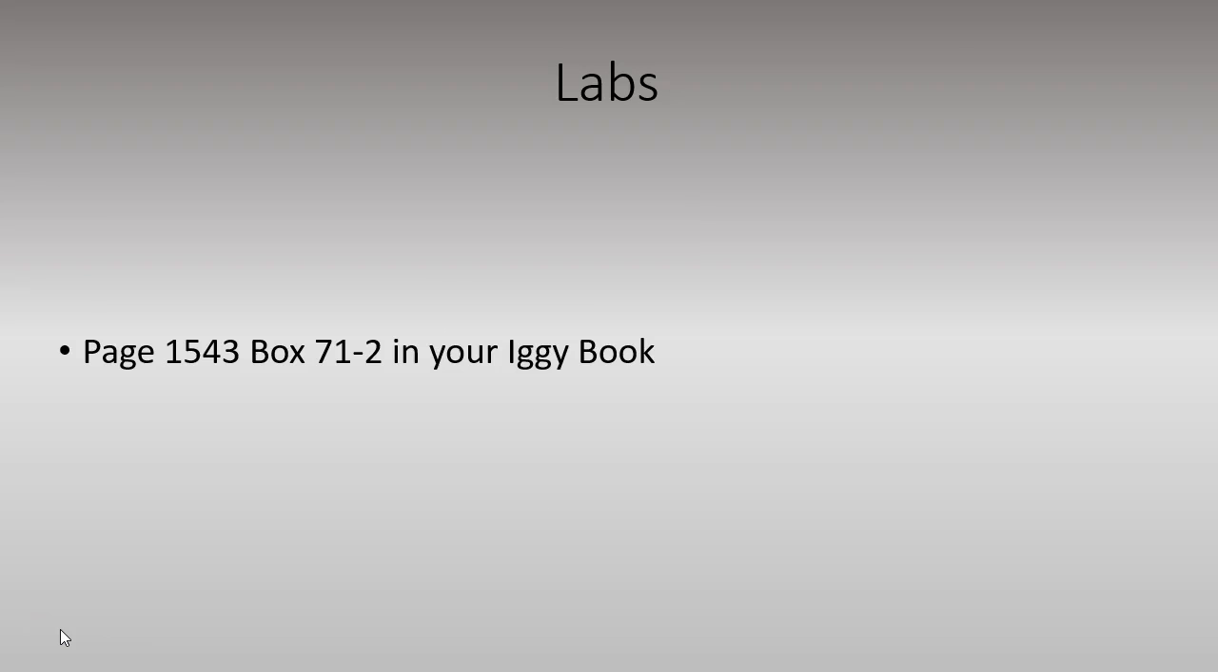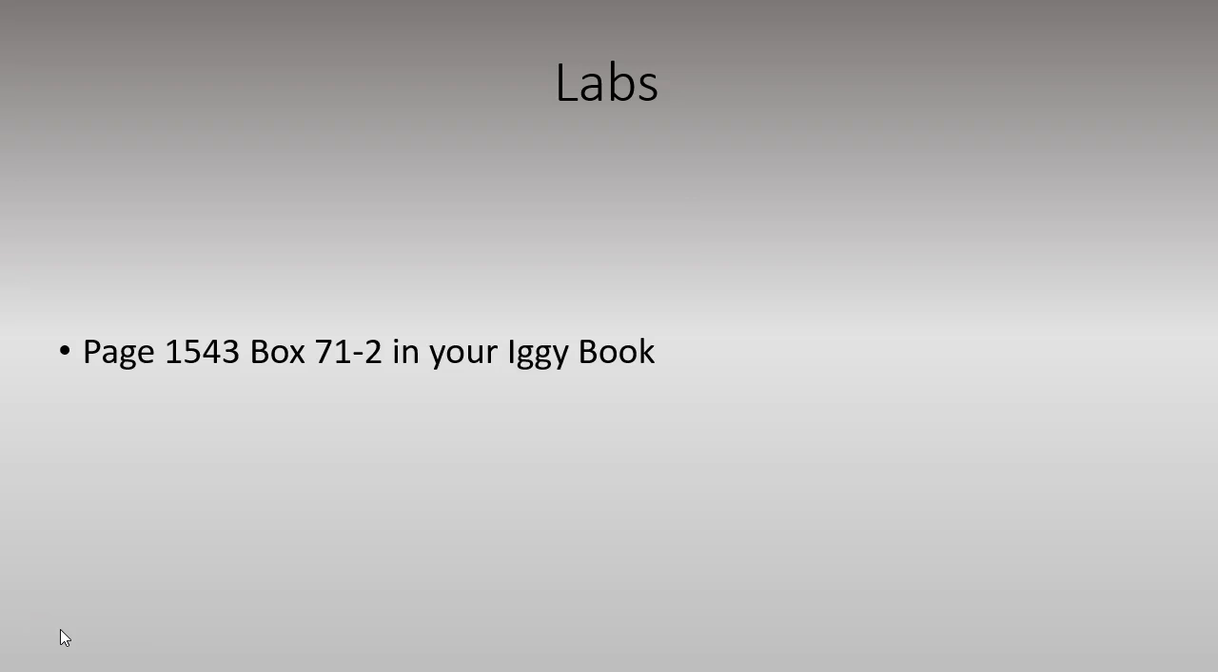So for labs, if you go to page 1543, box 71-2 in your book, let me go there real quick. Actually, page 1542, chart 71-2. These are your normal labs, and it also shows values in kidney disease.